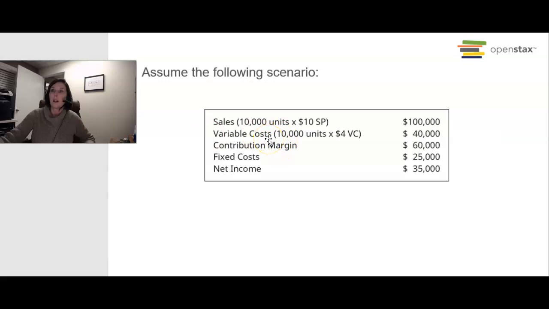So we've got a scenario here. We're going to assume 10,000 units at $10 a unit, $100,000. We've got variable costs of $4 a piece, so $40,000. That leaves us with a contribution margin of $60,000. We have fixed costs of $25,000, which are more than easily covered, leaving us $35,000 left over.